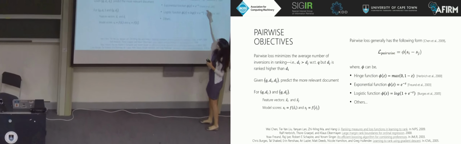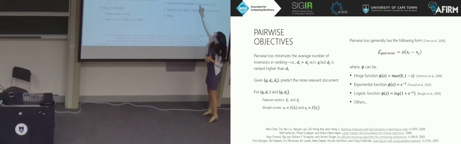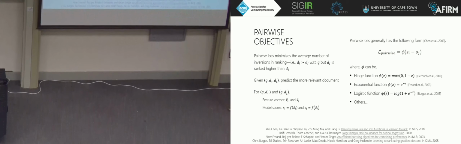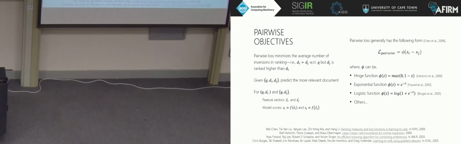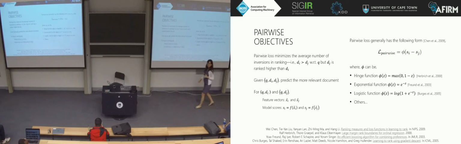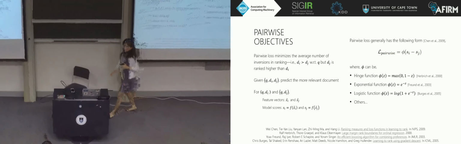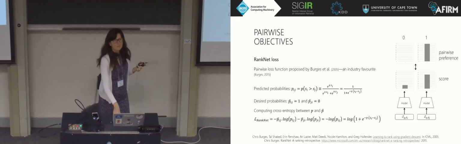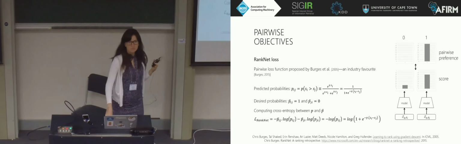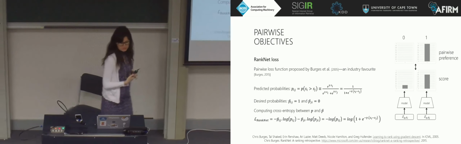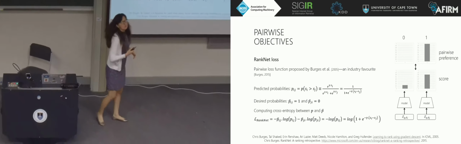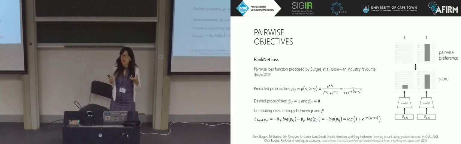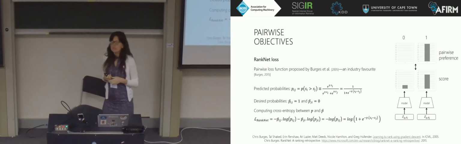You could also use the exponential function, e to the power minus z, or the logistic function, which is log of 1 plus e to the power minus z. All these functions have the property that as z increases, their value goes down, as expected. Depending on what you would like to do, you could use any of these cost functions. One very commonly used algorithm for learning to rank is RankNet.